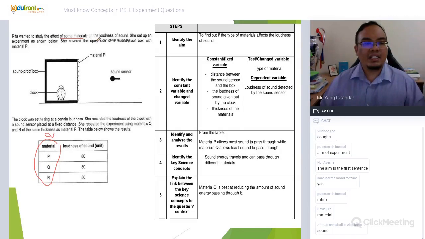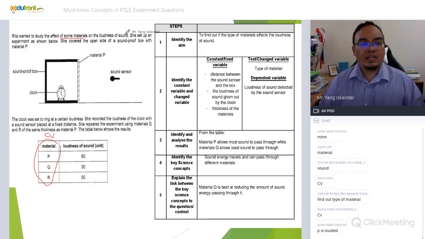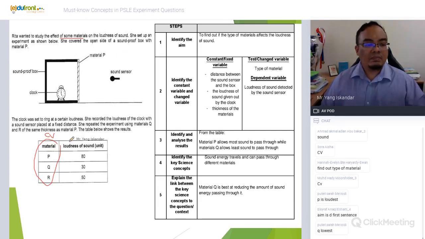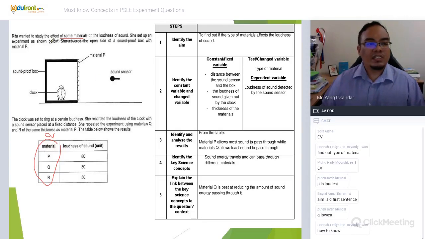That means the material, this material here, material P, material Q, and material R. So this could be maybe metal, cloth, or fabric, and maybe glass, for example. Right? We do not know, but they just tell you that it is made of different types of material. So she set up an experiment below.